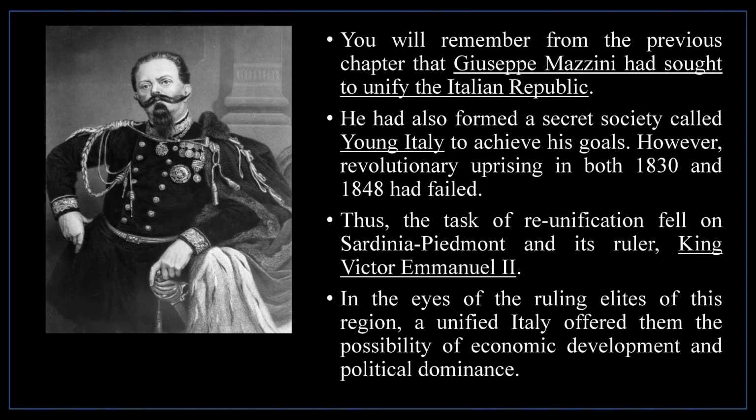You will remember from the previous chapters that Giuseppe Mazzini had sought to unify the Italian Republic. He had also formed a secret society called Young Italy to achieve his goals. However, the revolutionary uprising in both 1830 and 1848 had failed. Thus, the task of reunification fell on Sardinia-Piedmont and its ruler, King Victor Emmanuel II.